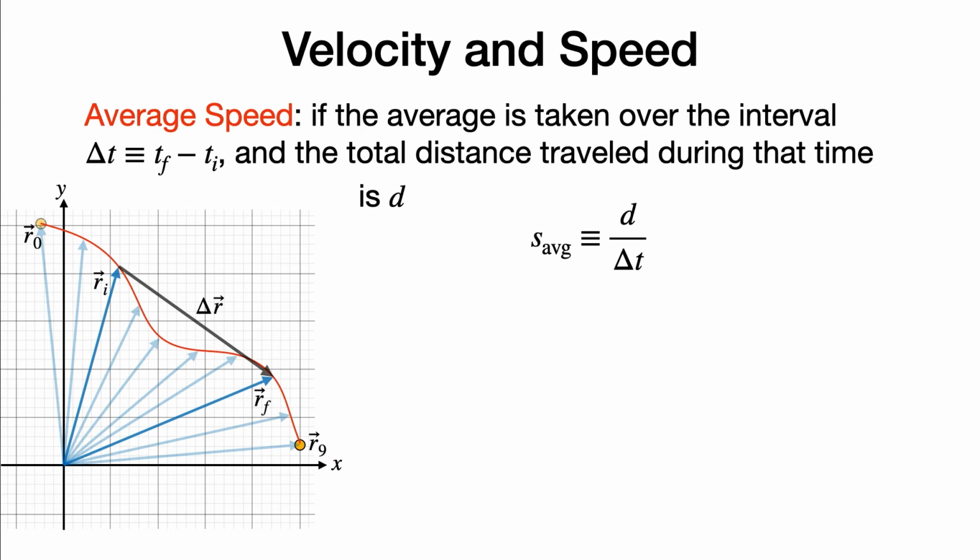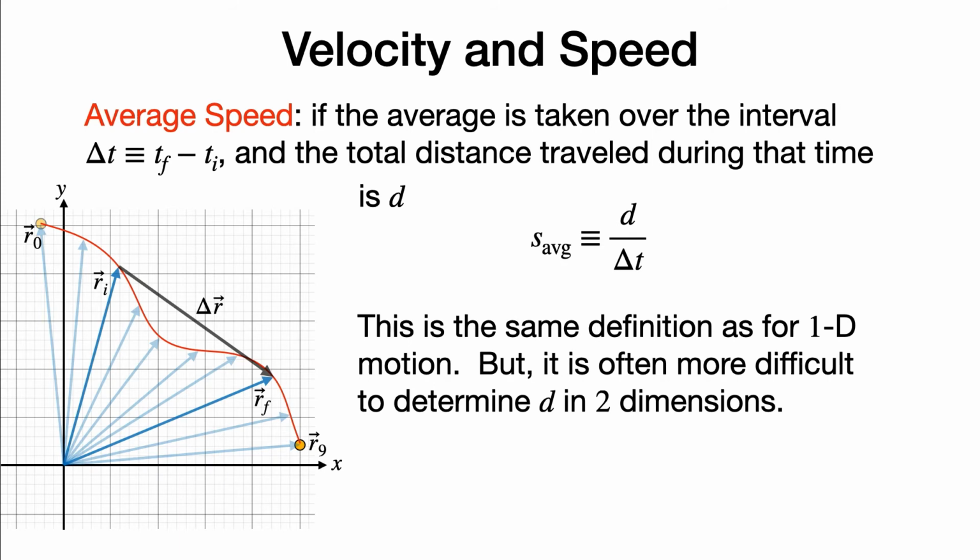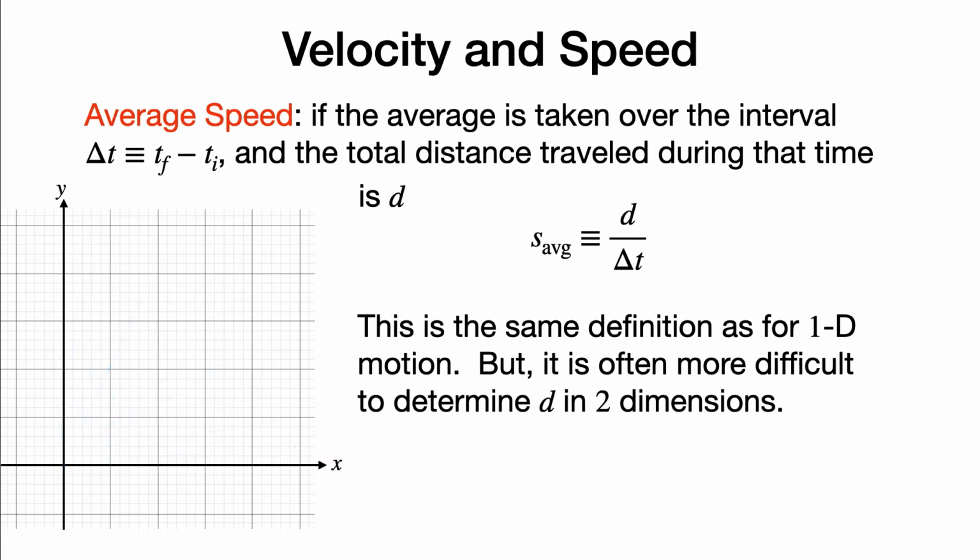Average speed has a similar definition to what we had in one dimension. The only difference here is that in two dimensions, it can be a little bit more difficult to calculate the distance traveled, which is used in the numerator in the equation for the average speed. If we look at our example path, it will be rather difficult to calculate accurately the distance traveled between t initial and t final. So let's consider a simpler example where we can do this more easily.